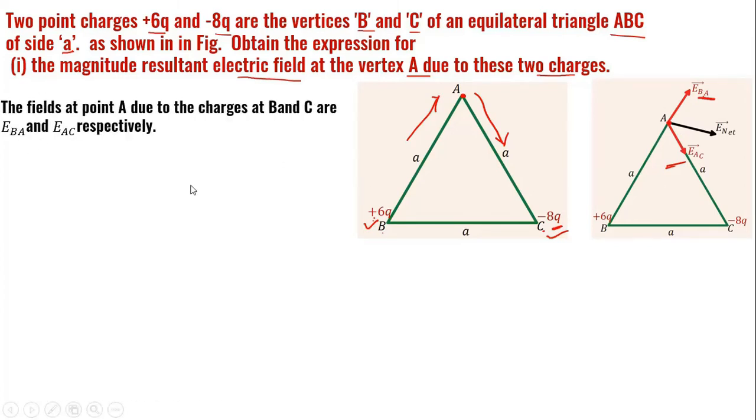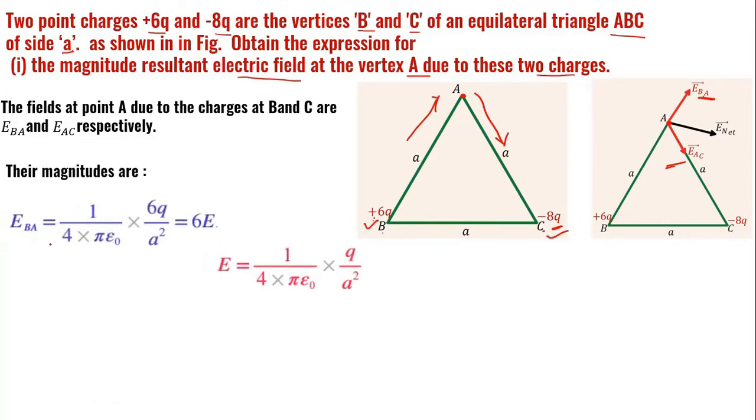How can we compute it? Here, the magnitude of EBA: the general formula for electric field is KQ by R square again. This EBA is due to the plus Q charge, so we put Q as 6Q, and the separation between A and B is A, so that is A square. That comes out to be 6E. For simplicity we have substituted E as the general formula 1 upon 4 pi epsilon, Q by A square. So this complete Q by A square part we have substituted as E. So our EBA becomes 6E.